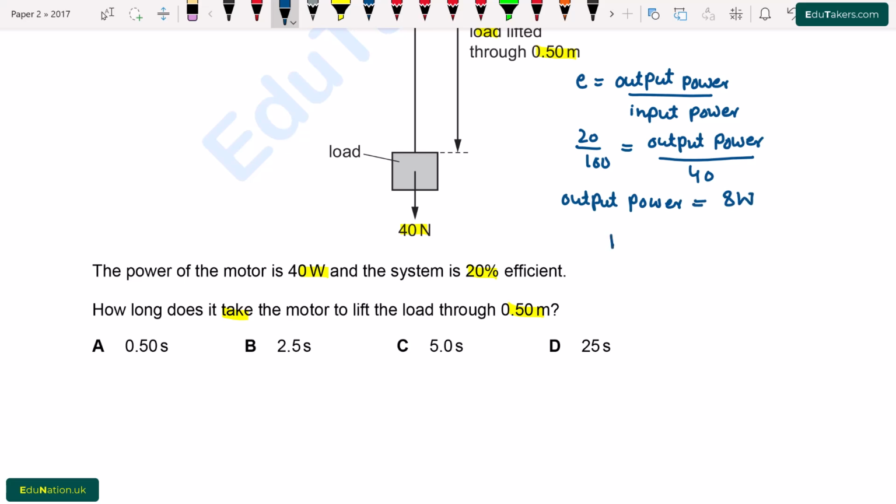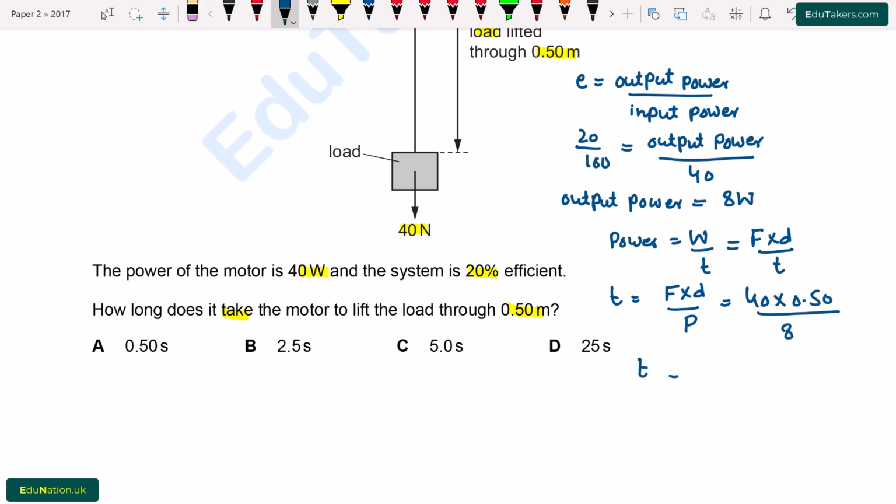We have to find out time. We know that power is equal to work over time and work in this case will be F multiplied by D divided by time. So time will be equal to force multiplied by distance divided by output power. Force is given, which is 40 Newton, multiplied by distance 0.50 divided by power, which is 8 watt. So time will be equal to 2.5 second. Now we see the options. Option A 0.50 second, B 2.5 second. So option B is correct from here.